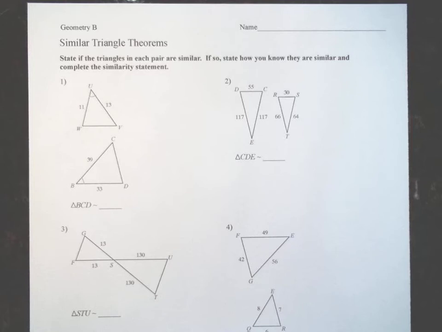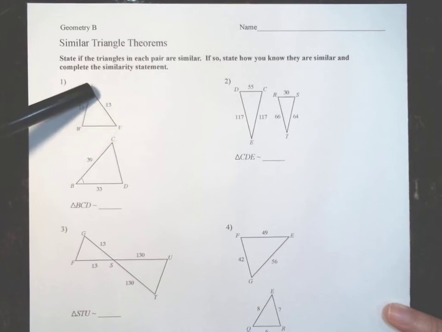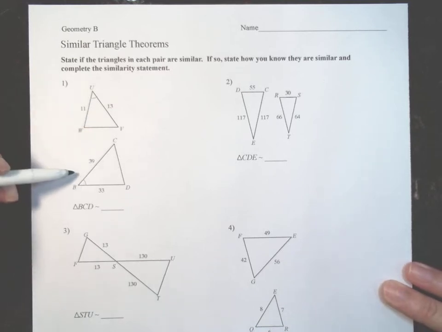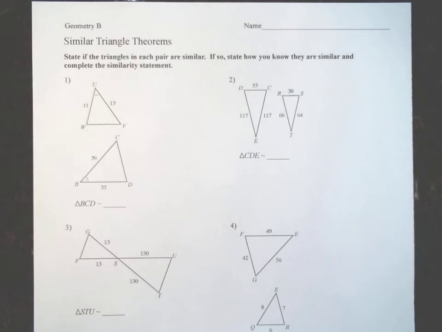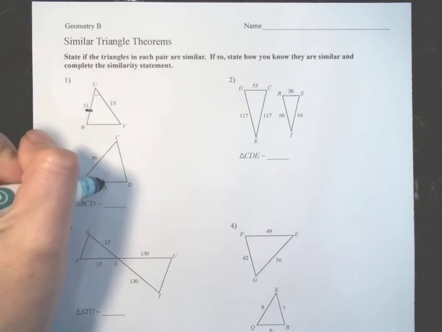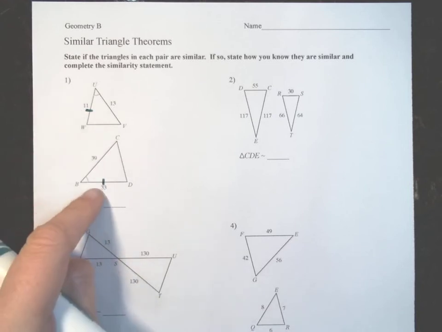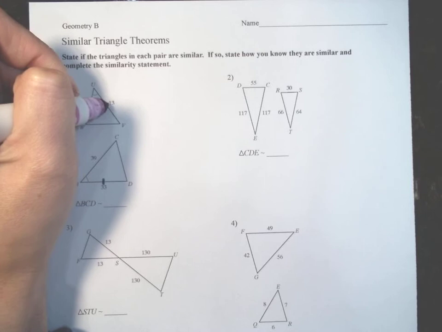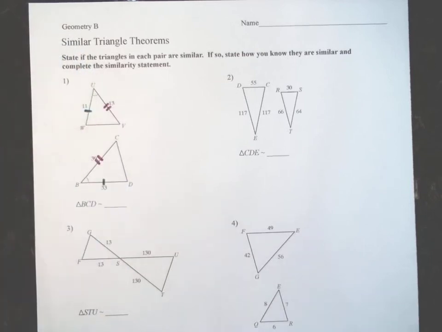Okay, so it looks like we have two sides and an angle. So we have to make sure. We know the angles are congruent. Now we just have to figure out the corresponding sides. The smaller side is going to correspond to the smaller side. So the smaller side is 11, which would correspond to this smaller side, which is 33. Okay, so it's turned, and that's fine. And then the larger side, which is 13, corresponds to this larger side, which is 39.